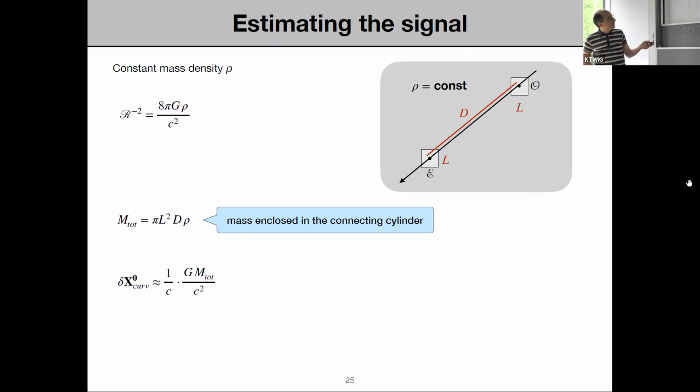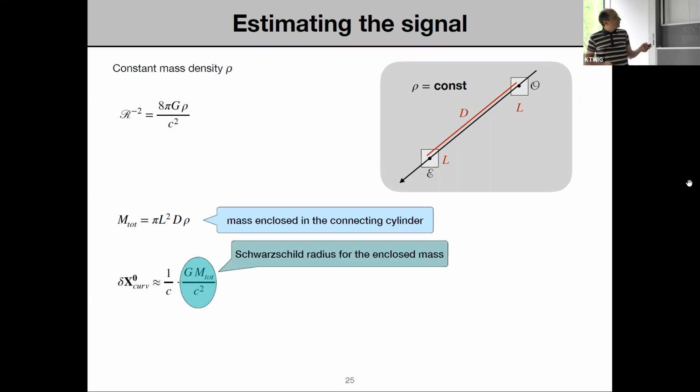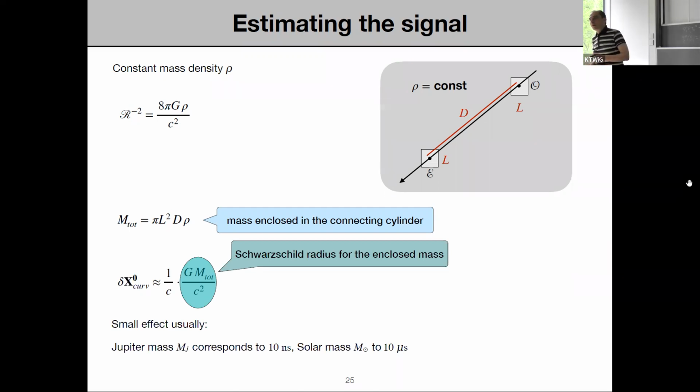Then we calculate the Schwarzschild radius corresponding to this mass, and we divide it by c. So we take, let's say, the crossing time of a photon across the Schwarzschild radius, and that's basically the size of the curvature corrections. This is a small effect. For example, if between O and D you have the whole Jupiter's mass, then the curvature correction will be 10 nanoseconds. If this is one solar mass, then it will be about 10 microseconds. So the problem is that gravity is weak, so these corrections due to curvature are always fairly small.